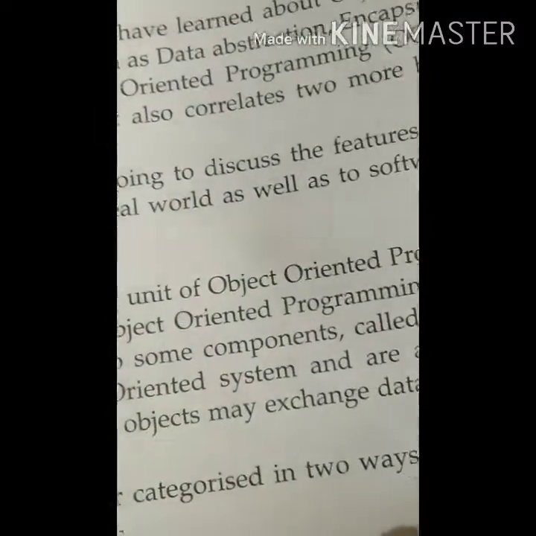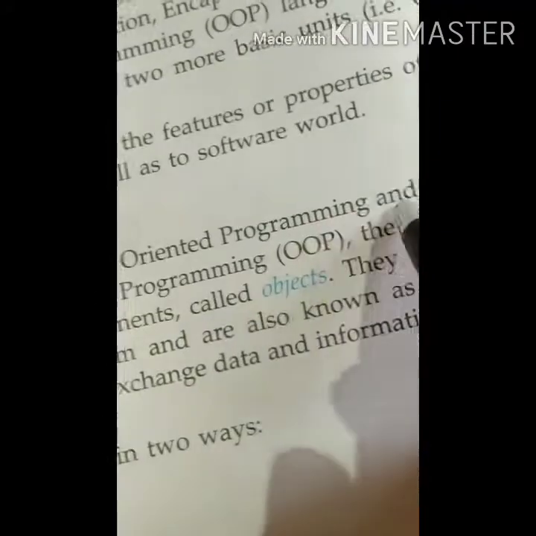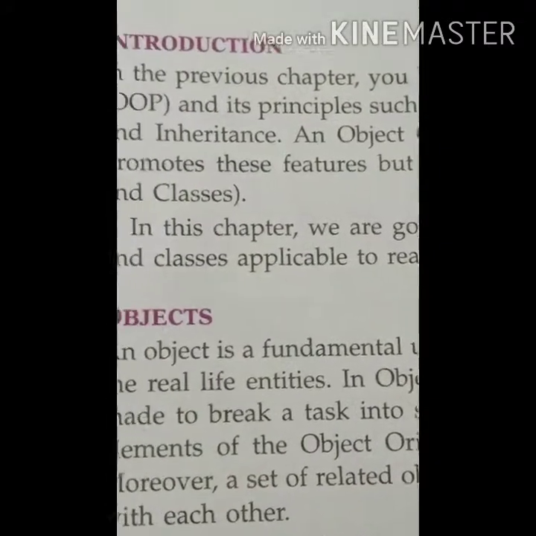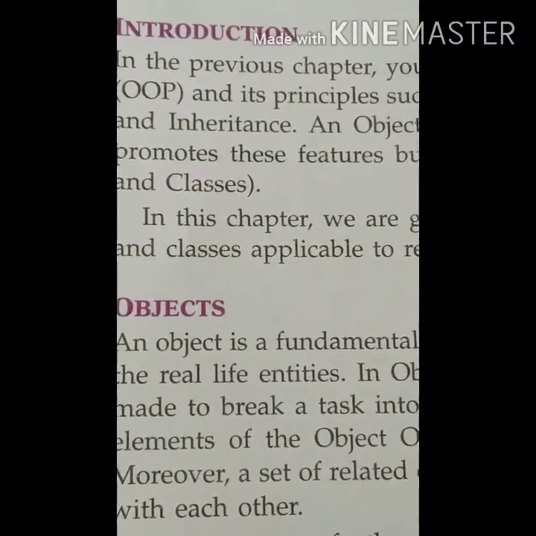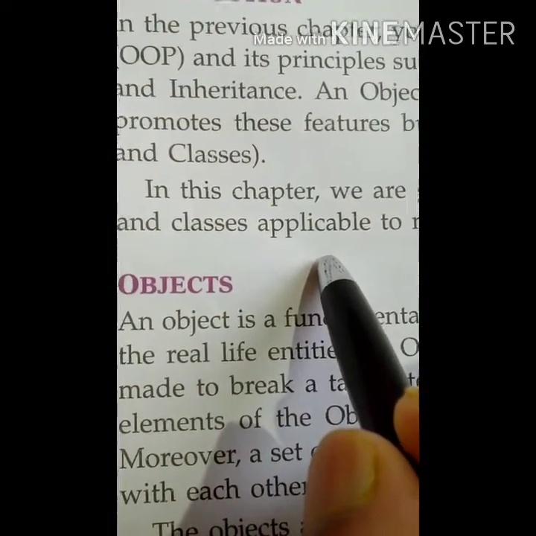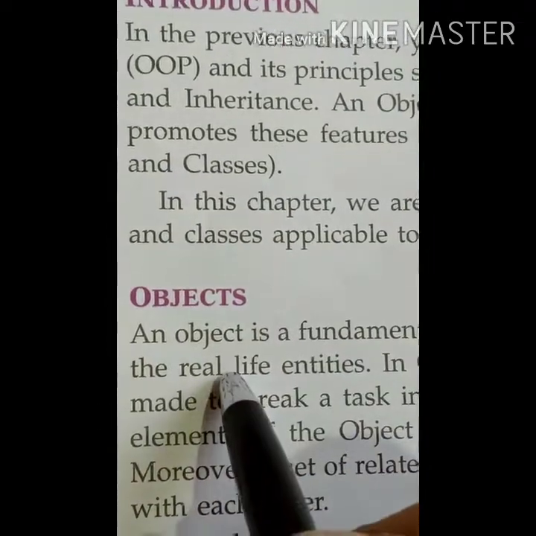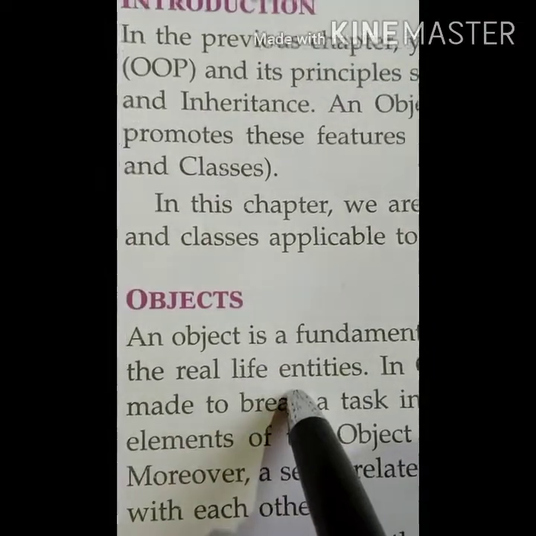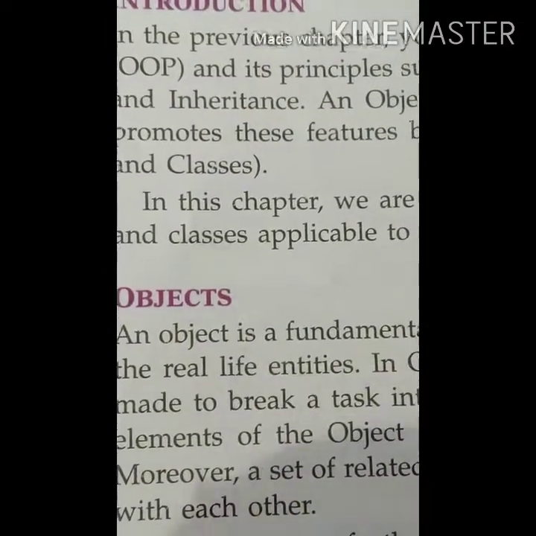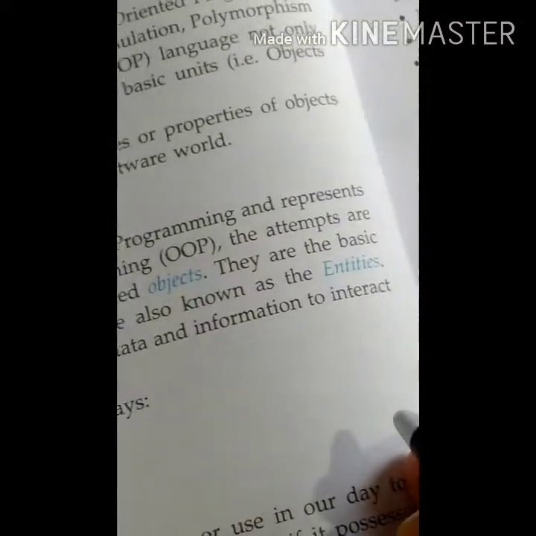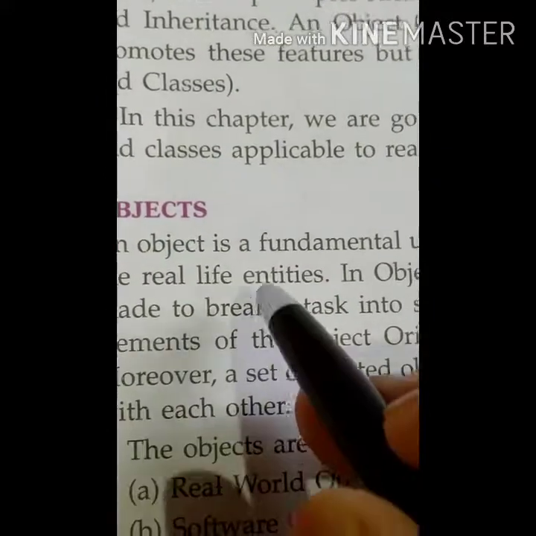Object is a fundamental unit of object oriented programming. It means object is the basic thing of OOP. Without an object we cannot assume object oriented programming, because object oriented programming is based on object. Object is real world entities. What is object? Object is real world, real life entities.